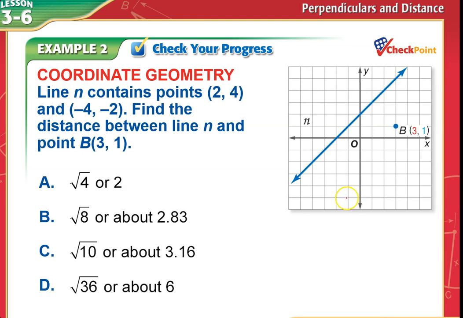Alright, so this one might take you a little while, so I want you to check your progress. If you have to, go back and look at the video prior, and you're going to find the distance between this point B, 3, 1, and our line N. Go ahead and pause the video and try to find the distance. And we end up with a square root of 8.